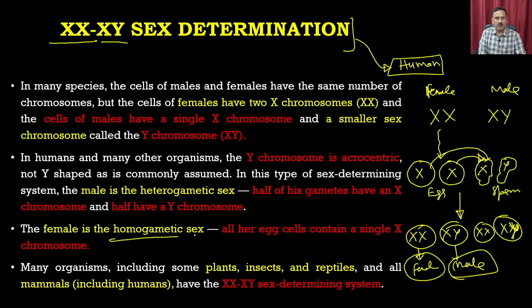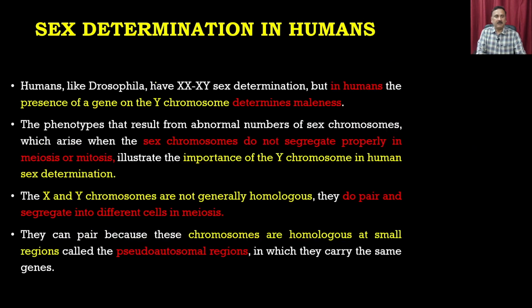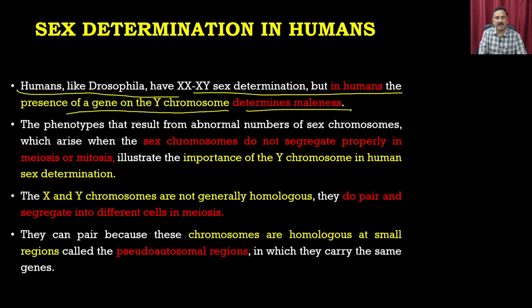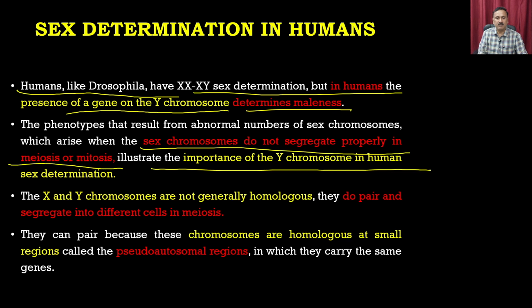So the female is homogametic and the male is heterogametic. Male is heterogametic, so it is going to have XY. Female is going to be XX, right? Humans, like Drosophila, have XX-XY determination, but in humans the presence of a gene on the Y chromosome must determine the maleness, right? And we are going to study this further, where we talk about the Y-linked characters and so on. The sex chromosomes do not segregate properly in meiosis or mitosis, which illustrates the importance of the Y chromosome in human sex determination.